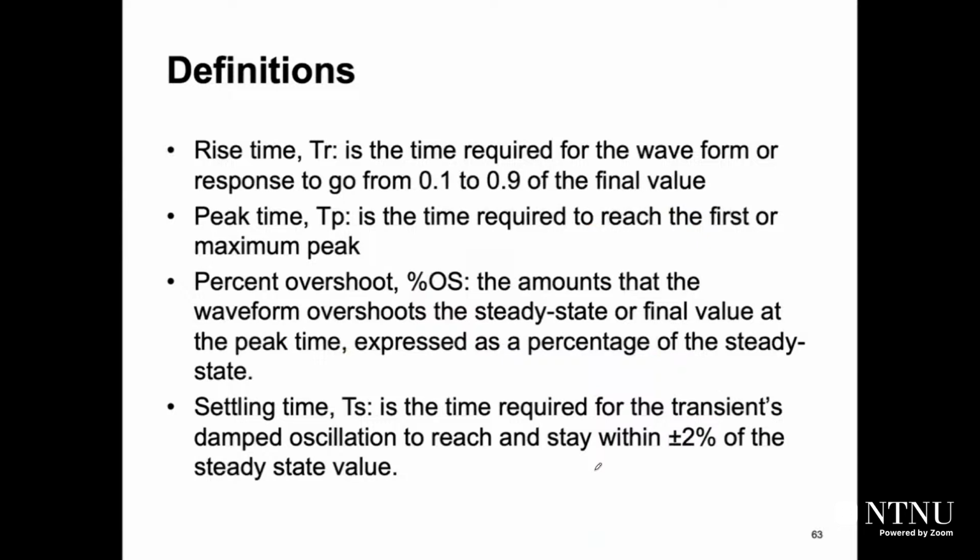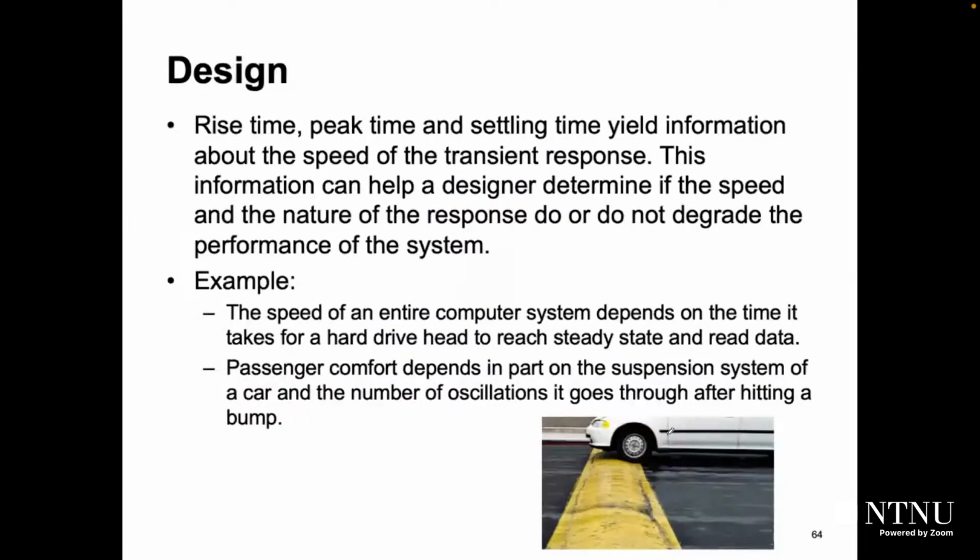So we have some definitions. We did that before, but we can repeat it again. What is rise time? It's the time which is required for the waveform or the response to go from 0.1 to 0.9 of the final value, 10% to 90% of the final value. Peak time is the time which is required to reach the first or the maximum peak. Percent overshoot is the amount that the waveform overshoots the steady state or final value at the peak time, expressed as a percentage of the steady state. Settling time is the time required for the transient damped oscillation to reach and stay within plus minus 2% of the steady state value. So those are the definitions of those parameters.